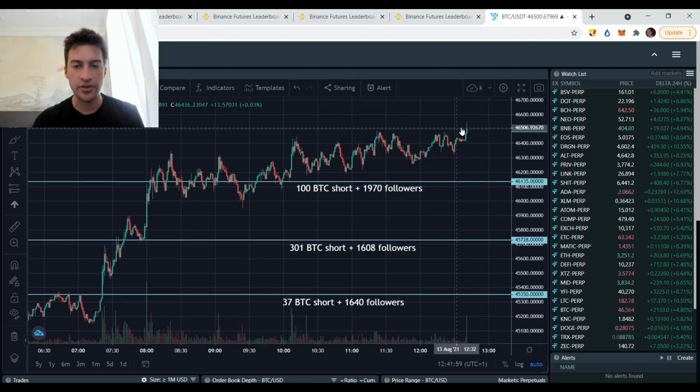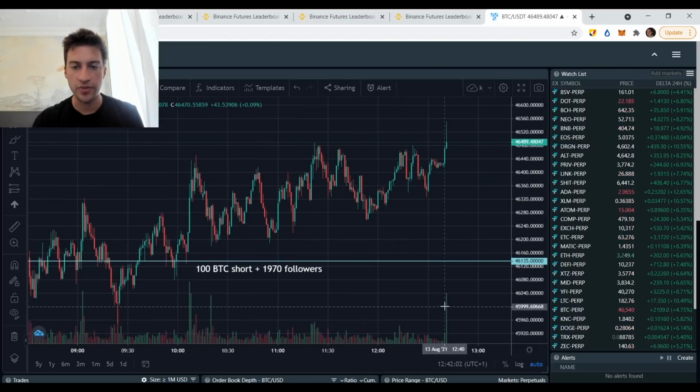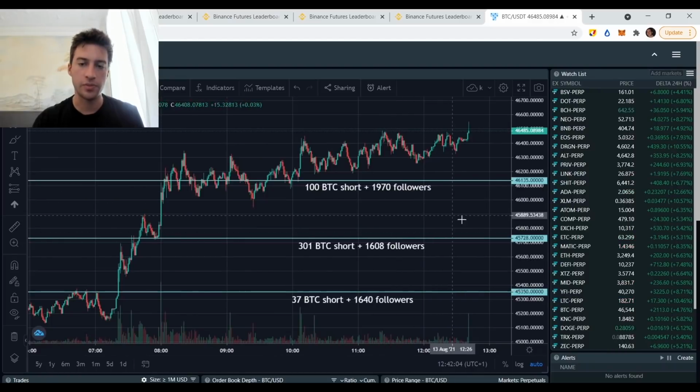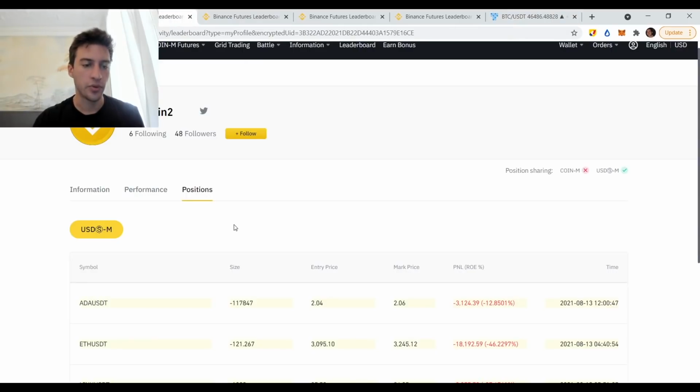Basically what's happening right now is it's hitting stop losses. That's the volume spike right here. And maybe some of these people are closing out their shorts. Now, if we want to see if they're closing out their shorts, we can see it by doing this.